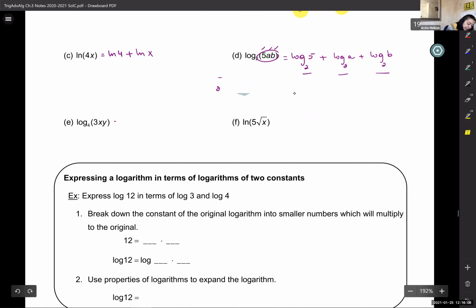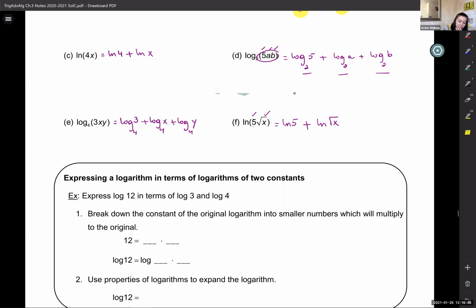Can somebody volunteer for this one? Raise your hand. Kaden? This would be log base 4 of 3 plus log base 4 of x plus log base 4 of y. Fabulous. Okay, good, thank you. Next I have ln of 5 root x. So this will be ln of 5 plus ln of root x. Now this one, I'm going to put a little star next to it because it's not quite done. We're going to come back to it later.